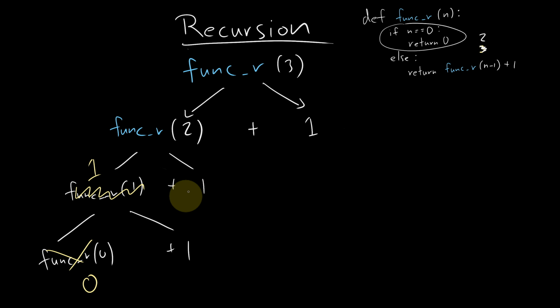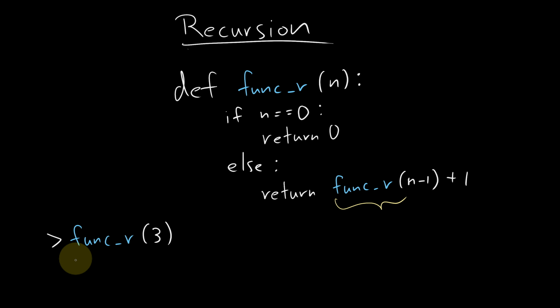So what's function R of 2? It's equivalent to this equation. So now this is 2. And then finally, function R with argument 3, we get 2 plus 1. So then this becomes 3. So if we go back, this will become 3. So that's what recursion is.